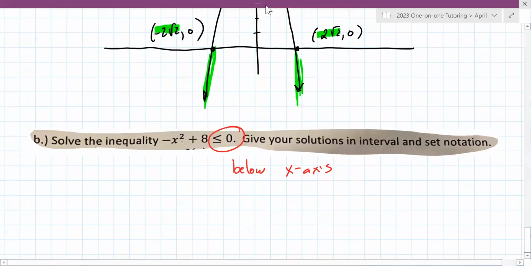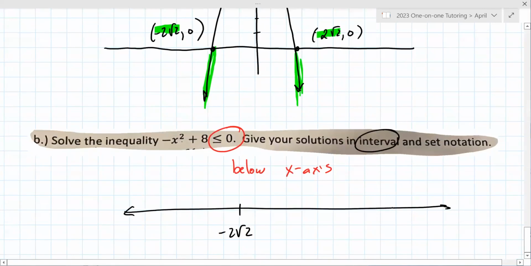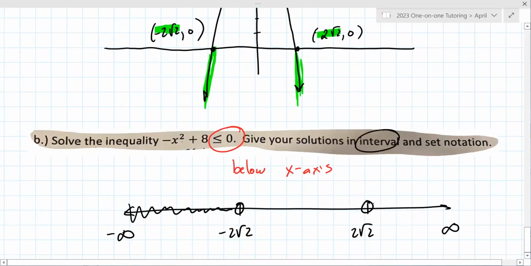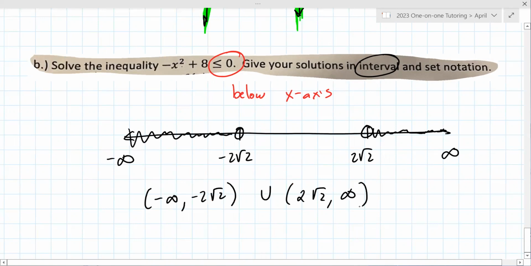Okay. All right, so in terms of interval notation, it's almost better to look at it like it's on a number line. Here's minus 2 square root of 2. Here's 2 square root of 2, minus infinity, positive infinity, and it's everything left and everything right of that. So the interval is minus infinity, comma, minus 2 square root of 2, union, which means or, 2 square root of 2 to infinity. Got it.